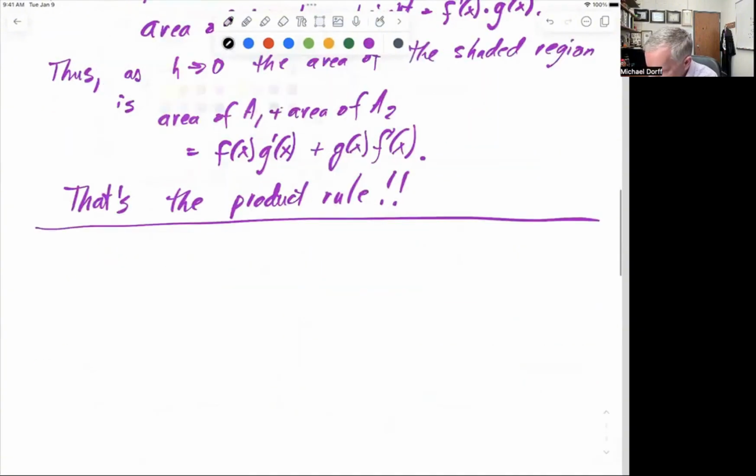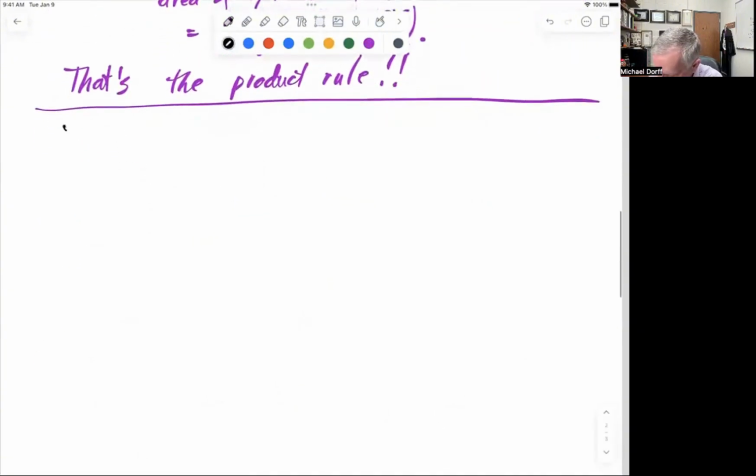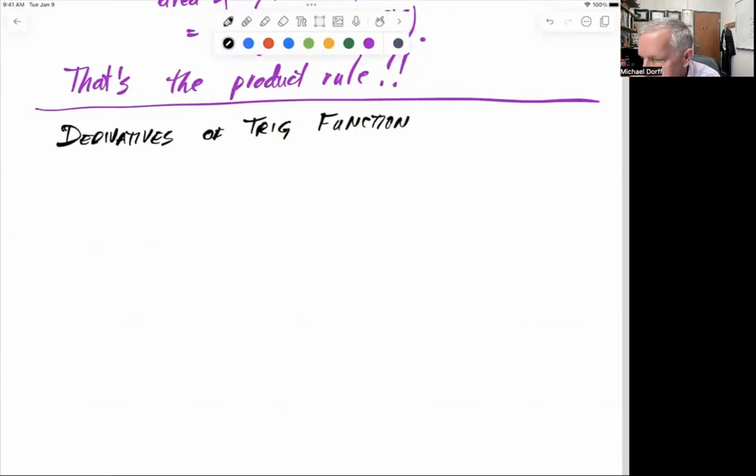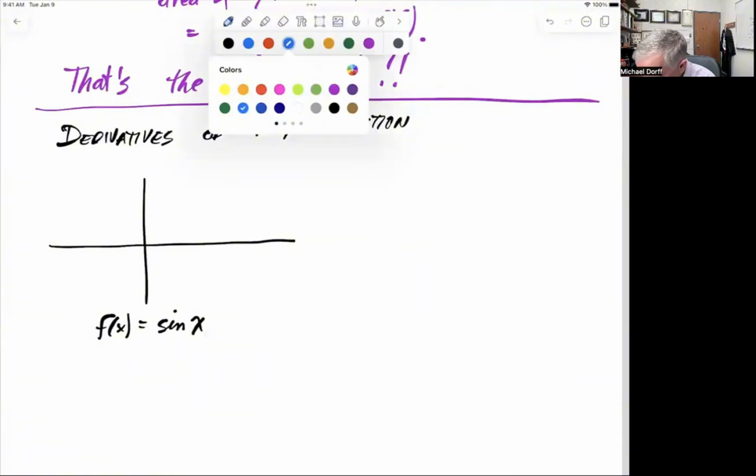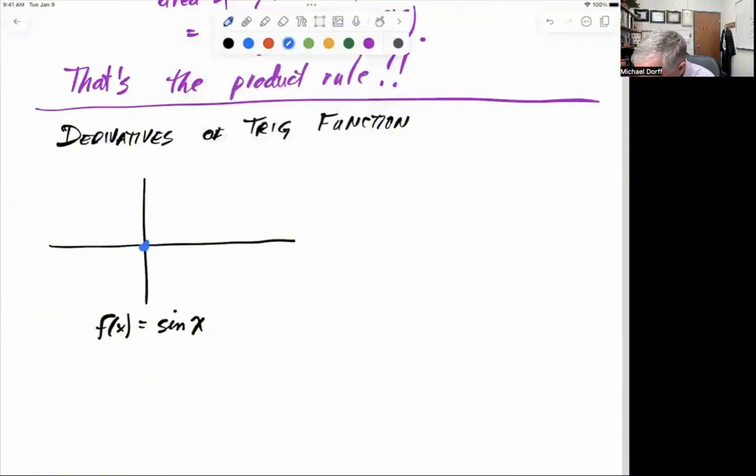Now, let's talk about today's idea, and that is the derivative of trig functions, right? So let's look at the graph of some trig functions here. So let's see, what's my graph of the sine function? Let's suppose I have the sine function here, and we'll do the graph in blue, where we know it goes through the origin, and it is a wave shape that looks like this, and it repeats itself.